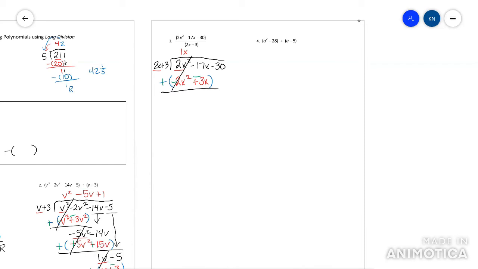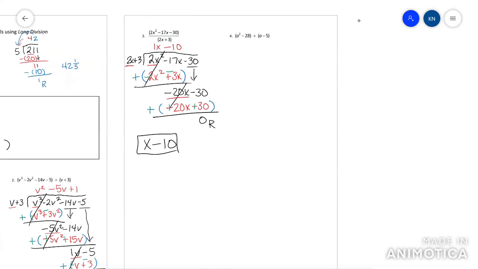The x squareds will cancel. -17x plus -3x is -20x. Drop my next term and repeat. -20x divided by 2x is -10. Distribute a -10 to all this, to these two things. So that's going to make -20x minus 30. Subtract this whole thing, distribute the minus and change the signs, and combine. This will cancel. -30 plus 30 is 0, so I do not have a remainder here, so my answer is just 1x minus 10.